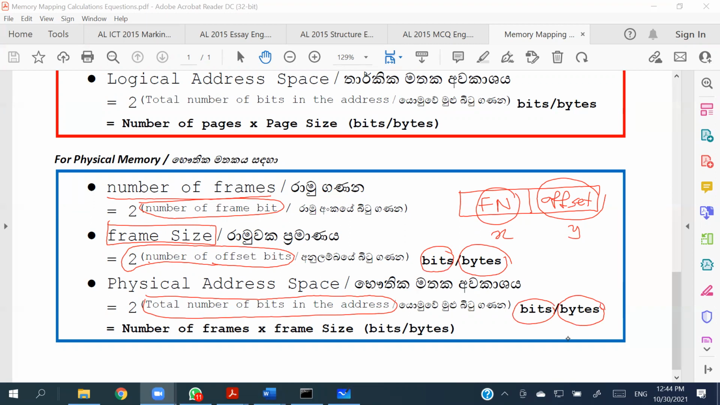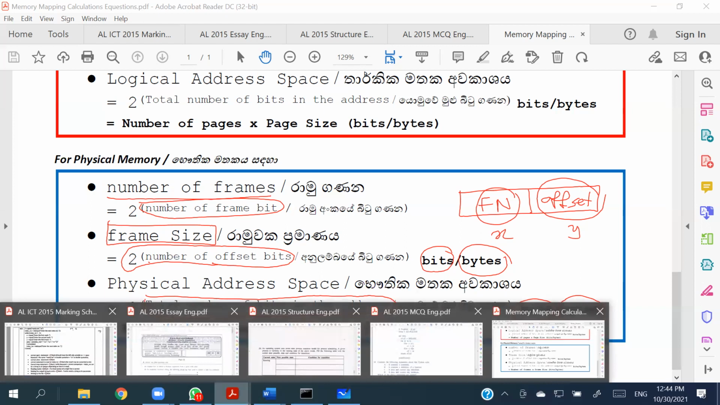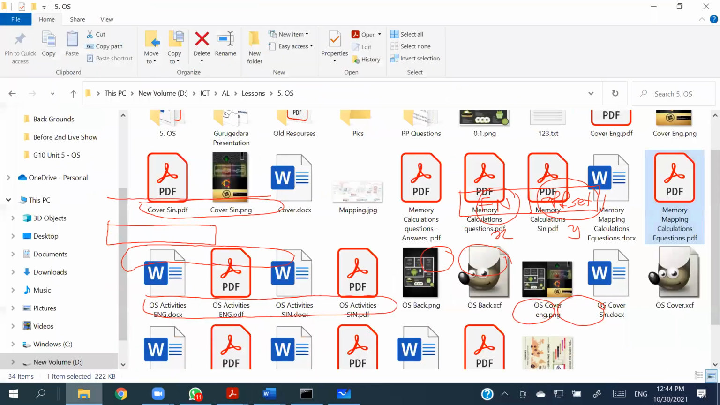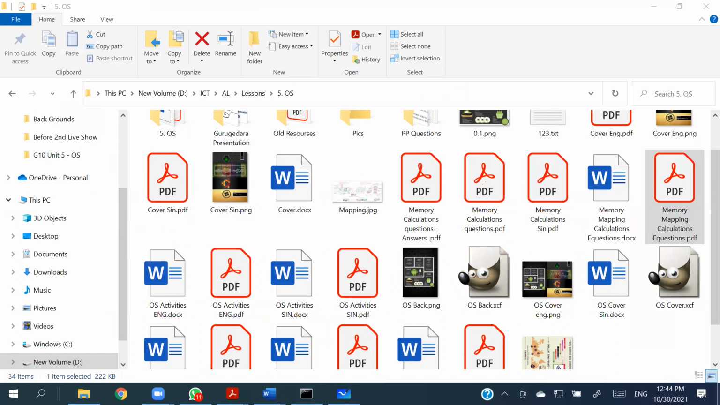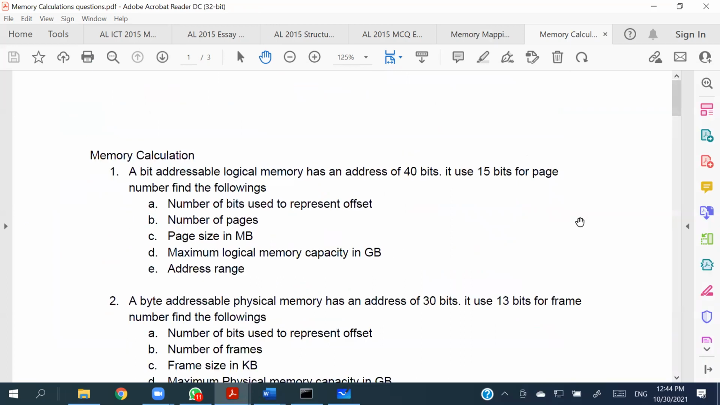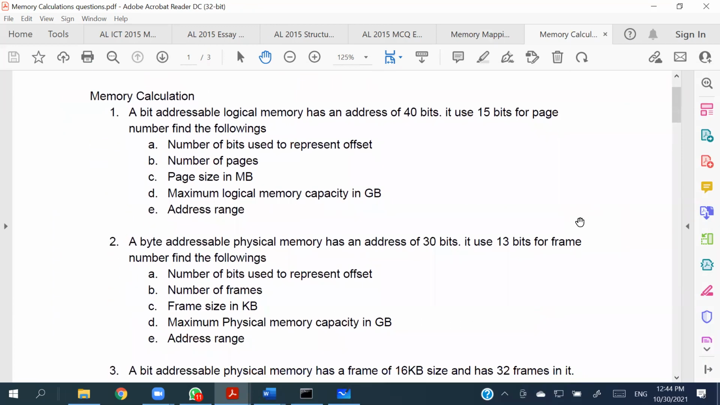Now, before I move into the questions, I have something else to tell you. Then when I show the questions, you will understand. I'll show you the questions as well. Hold on. Right, so these are the questions.